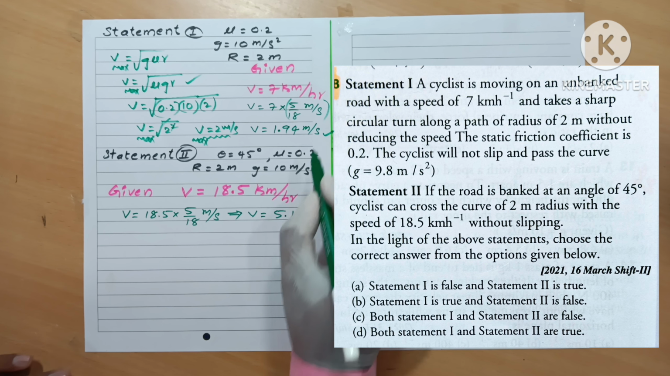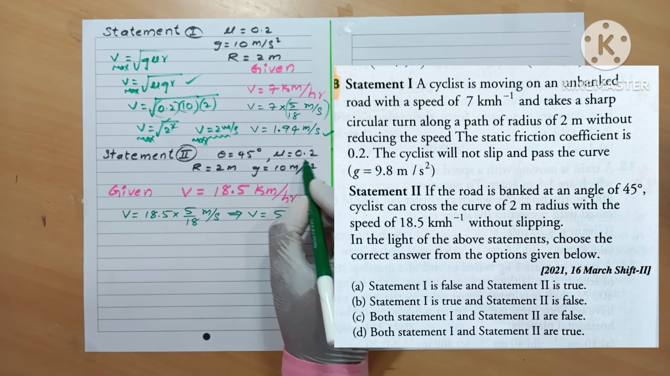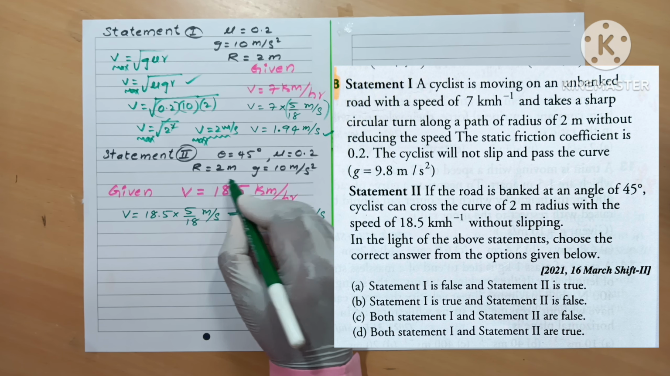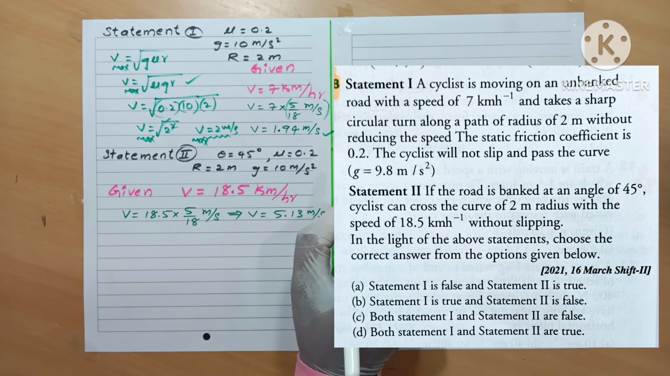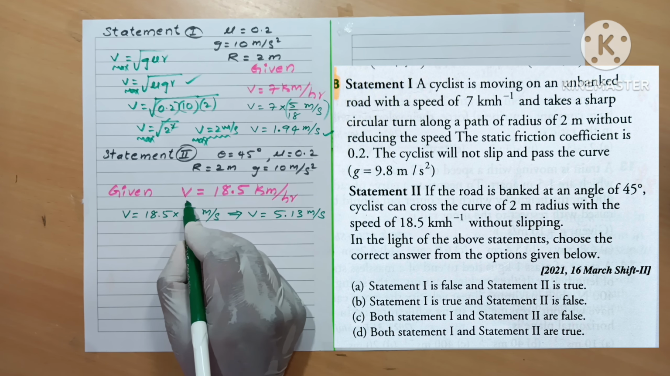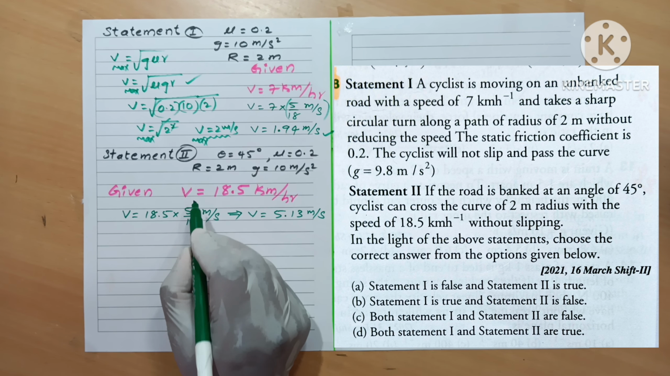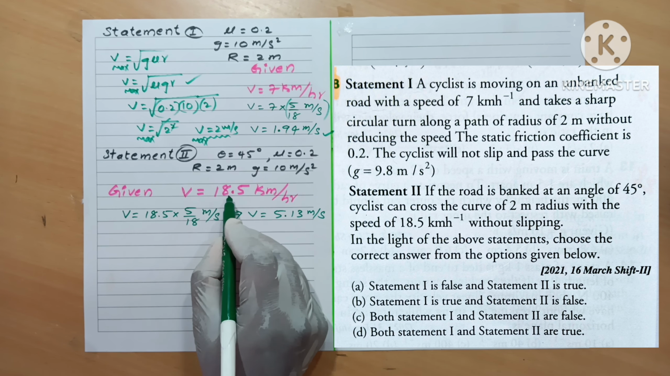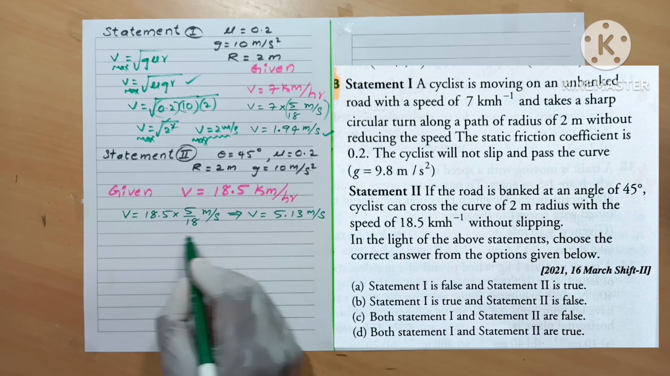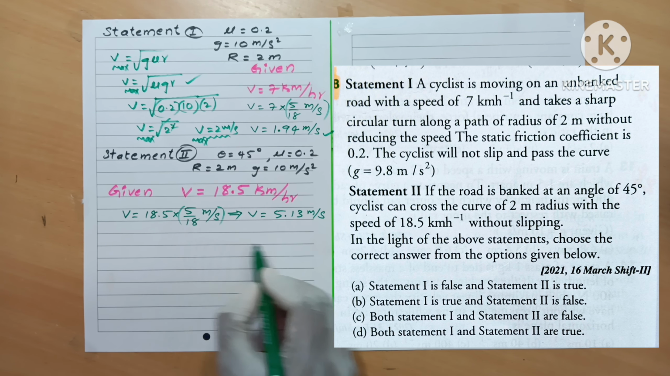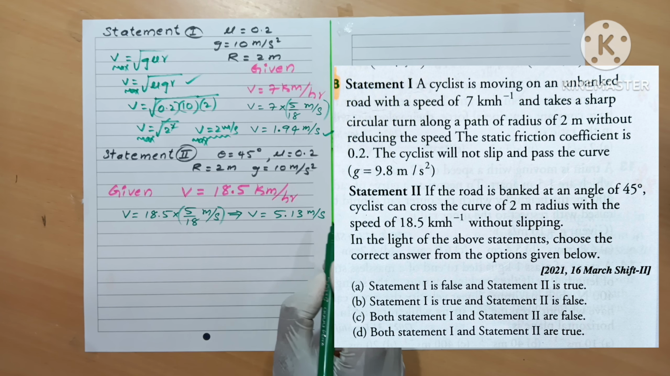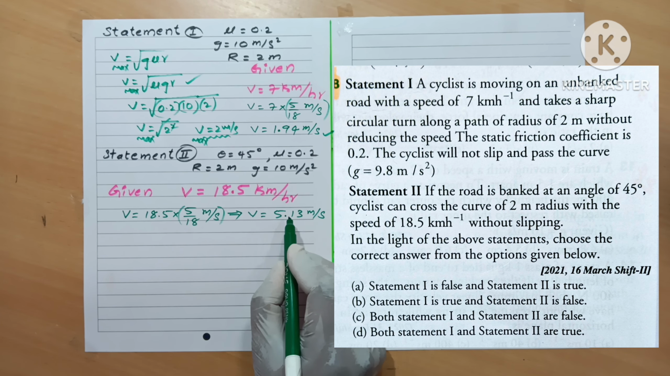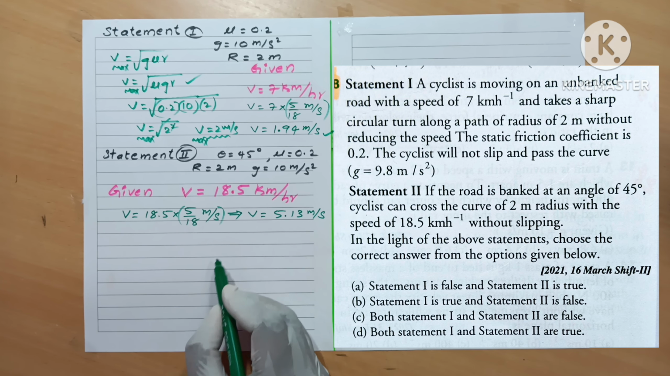And next, statement 2: theta is equal to 45 degrees, mu is equal to 0.2, radius r is equal to 2 meters and g is equal to 10 meters per second squared. According to the question, on the banking of the road, the same cyclist is moving with a speed of 18.5 km per hour, which is converted into meters per second. So I am getting 5.13 meters per second. So we have to find the minimum speed and also the maximum speed, student.